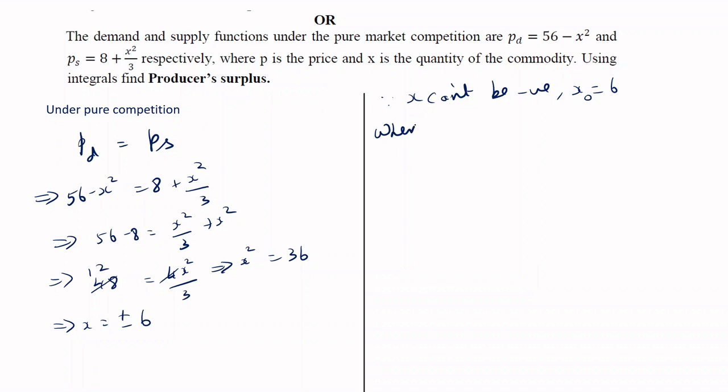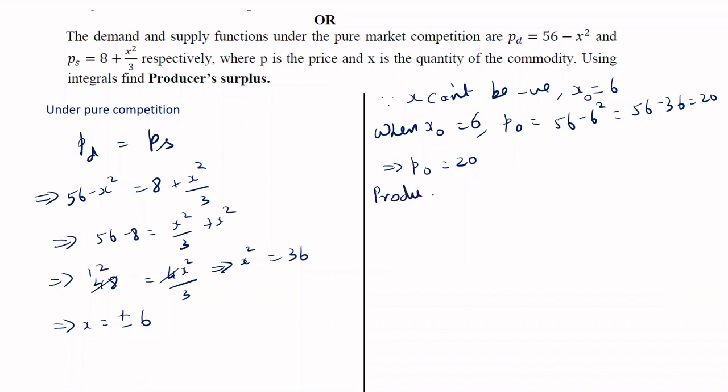When x naught is 6, we can find P naught as 56 minus 6 square. It is 56 minus 36, which is 20. So this implies P naught is 20. So when x naught is 6, we have got P naught as 20. Now we can find the producer surplus.